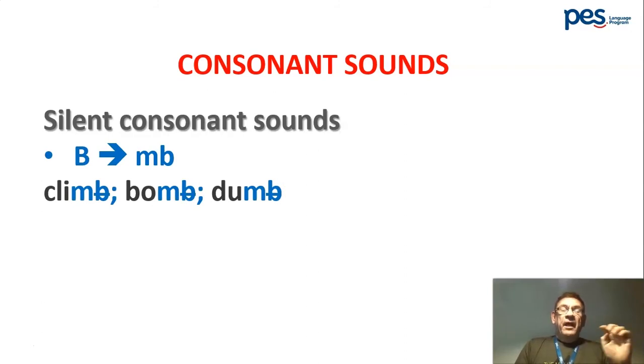For example, the word climb. So there is an M, there is a B. So the B is silent. Climb. Bomb. Dumb. Okay? And even here, the person who climbs the mountain is the climber. So we never say the B. Climber. And the airplane which drops bombs is the bomber. Bomber. And if the person is getting even more dumb, the person is getting dumber.